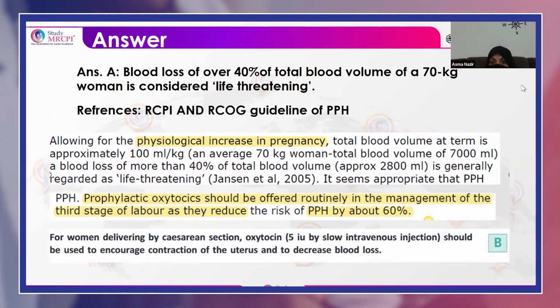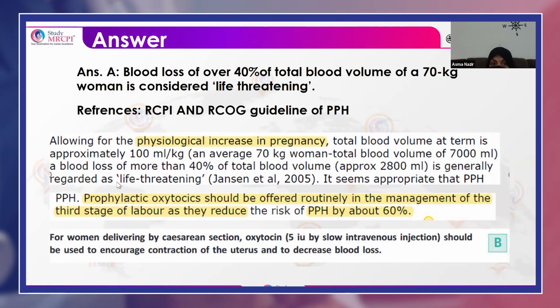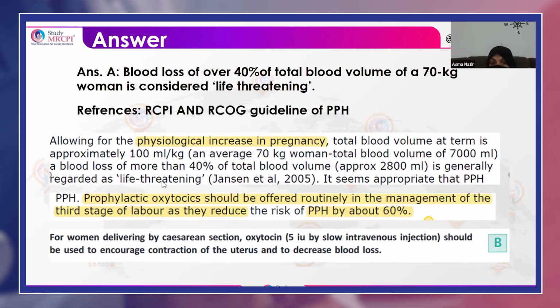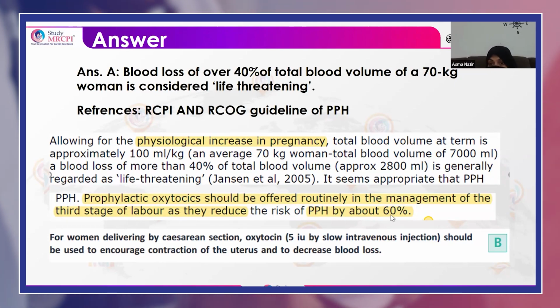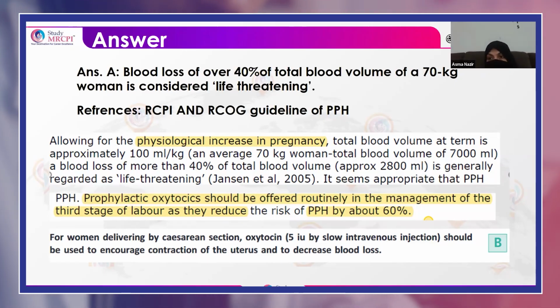The answer has been taken from both the RCPI and RCOG guidelines. A blood loss of more than 40% of the total blood volume, which is approximately 2,800 ml, is generally regarded as life-threatening. As we discussed in the previous slide, prophylactic oxytocics in the routine management of the third stage of labor reduce the risk of PPH by about 60%. And for all women delivering by C-section, 5 international units of oxytocin by slow IV injection should be used to encourage contraction of the uterus and to decrease blood loss.